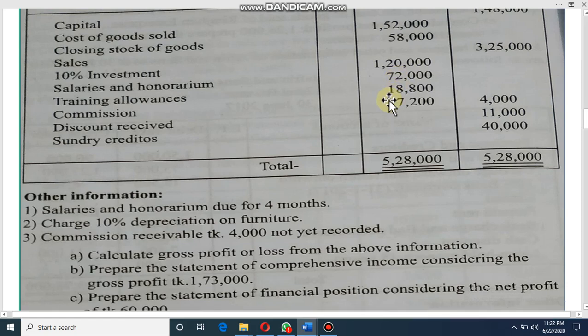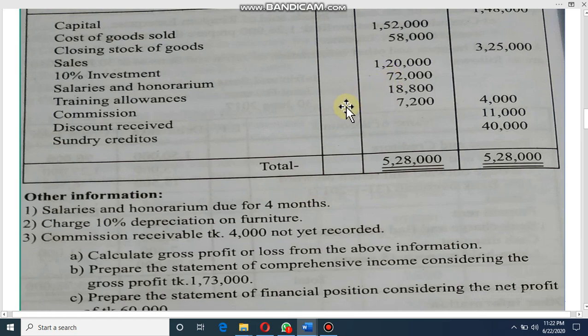Sir, how do you know? Dear student, look at the 4 months due. You know that in 1 year there are 12 months. If out of 12 months, 4 months is due, that means we received for 8 months, because 12 minus 4 is 8. So if for 8 months it is 72,000, what will it be for 4 months? Use your calculator: 72,000 divided by 8.